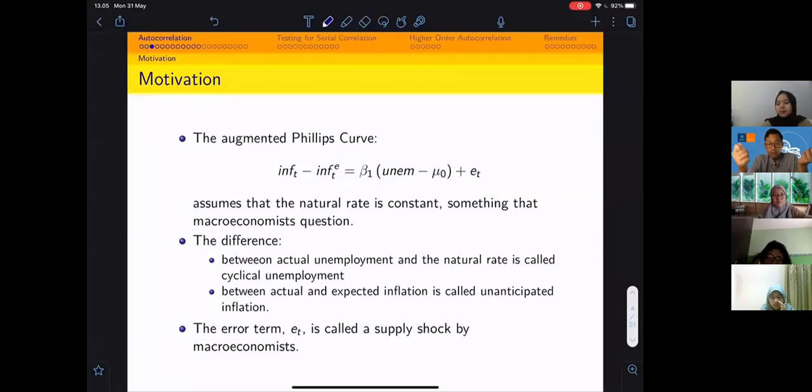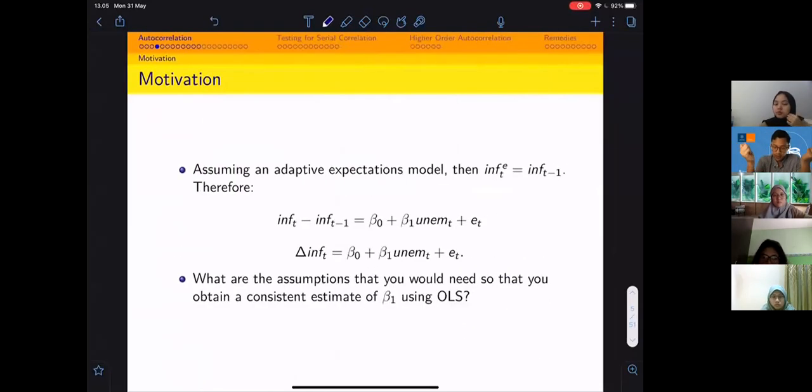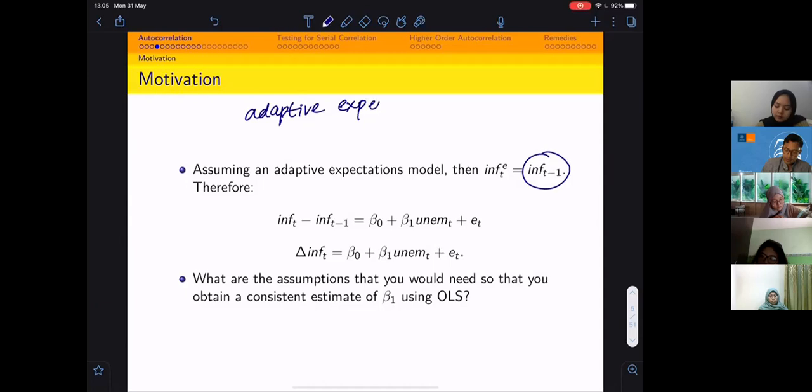So this is the same slide, so I can skip this. So in practice, we're going to use the previous period inflation as the expected inflation. In this particular case, we're going to name this adaptive expectations, in which we use the inflation at t-1.